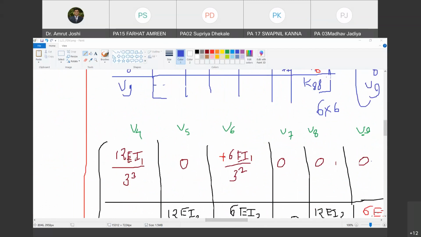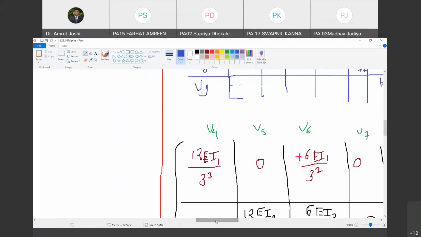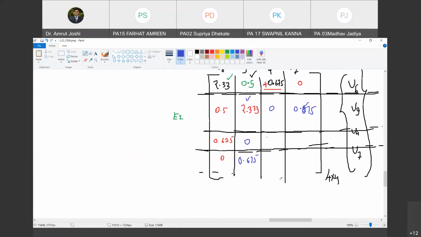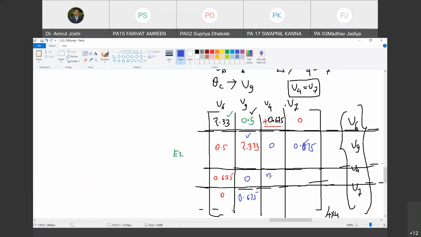So 12/3 cube. Can you tell me how much is 12/3 cube? That is 24/3 cube, so it is 12/3 cube. We will write it as 12/3 cube itself. Are you with me? So let it be 12/3 cube.